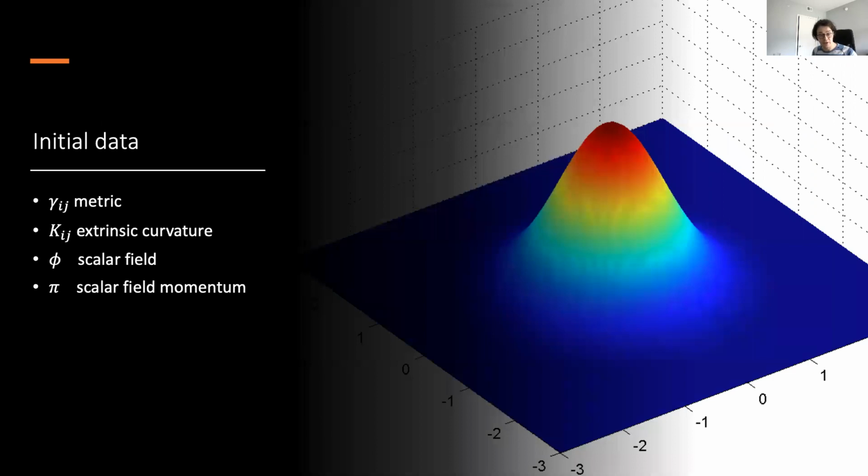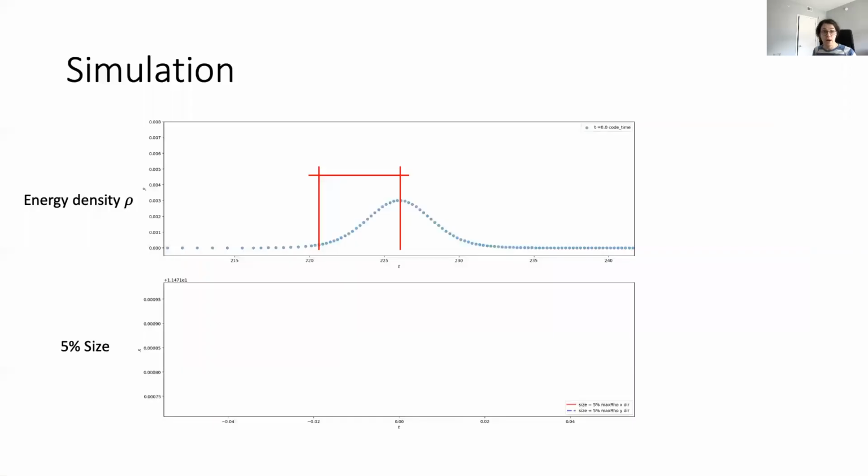Lastly, you have to transfer this into initial data. We decompose this into gamma_ij and K_ij. Additionally, we also have phi and pi here because we are dealing with scalar fields, which contain the scalar field information. So how does this look?